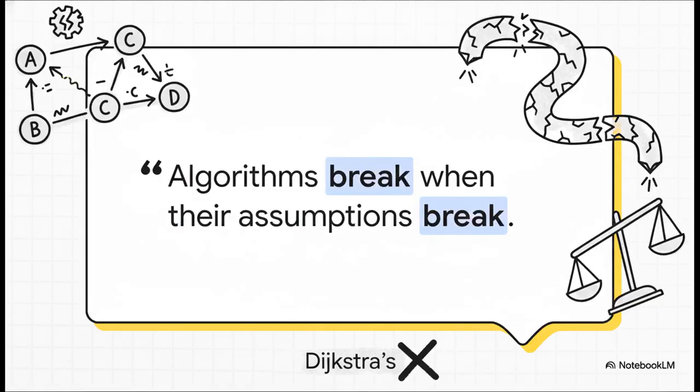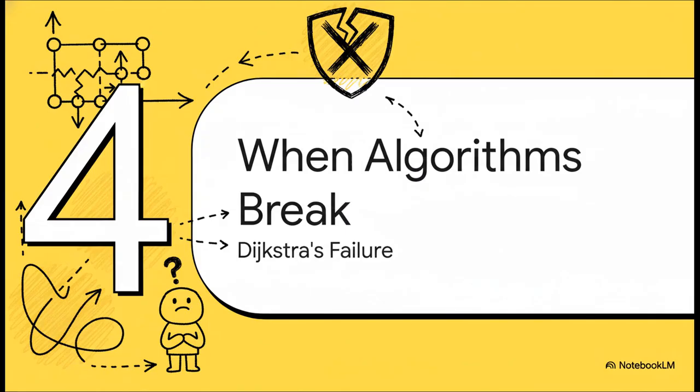But here's the catch, and it's a big one. Every single optimization algorithm is built on a set of assumptions about how the world works. Dijkstra's, for example, assumes all costs are positive. You can't travel negative distance. And the moment that assumption gets broken, the algorithm can flat out give you the wrong answer. So this leads to a really interesting question. What happens when these amazing algorithms just break?